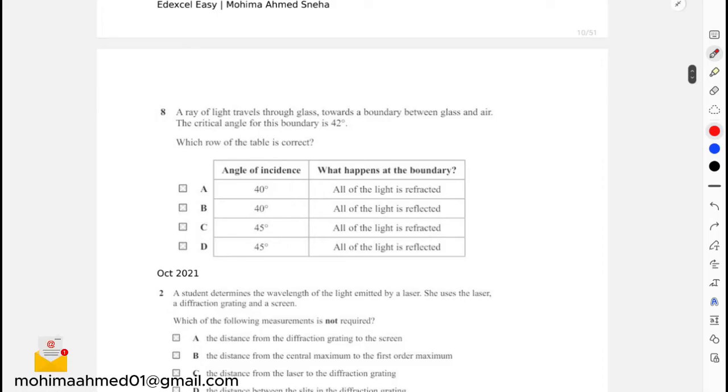A ray of light travels through the glass towards a boundary between glass and air. The critical angle for this boundary is 42. Which row of the table is correct? Angle of incidence, what happens at the boundary? Okay, over here the critical angle is 42 degrees, and the ray of light travels through glass towards a boundary between air and glass.